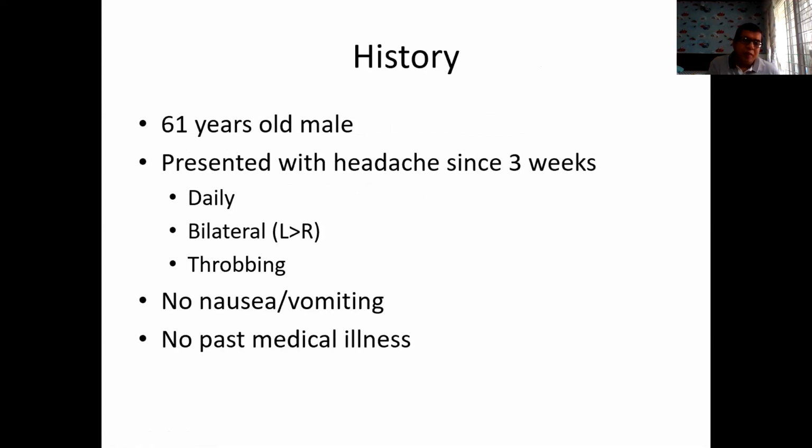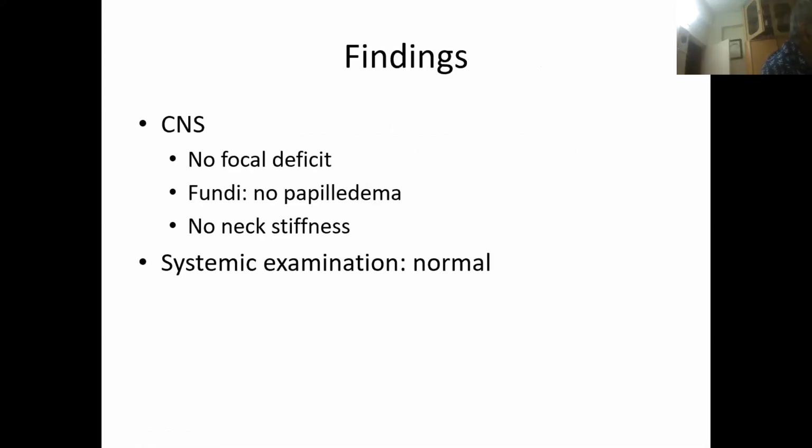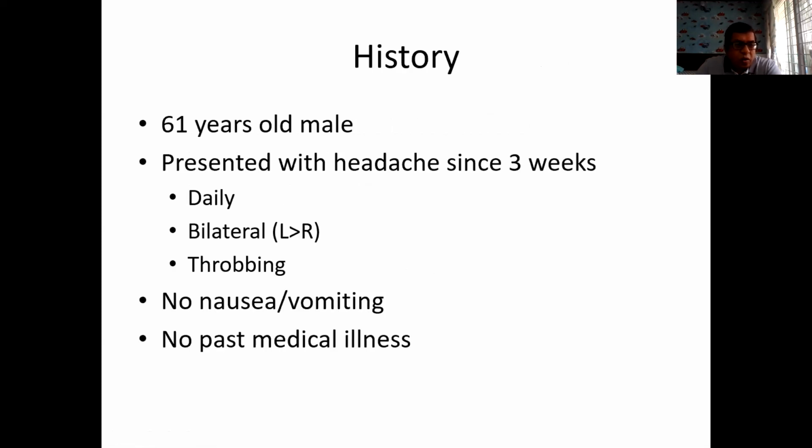This is a 61-year-old male who presented with a 3-week history of headache. The headache was bilateral, daily, throbbing. There was no nausea or vomiting. There was no medical illness in this patient. His nervous system examination was normal. There was no papilledema, no neck stiffness, nothing. So essentially 3 weeks of headaches with normal imaging.